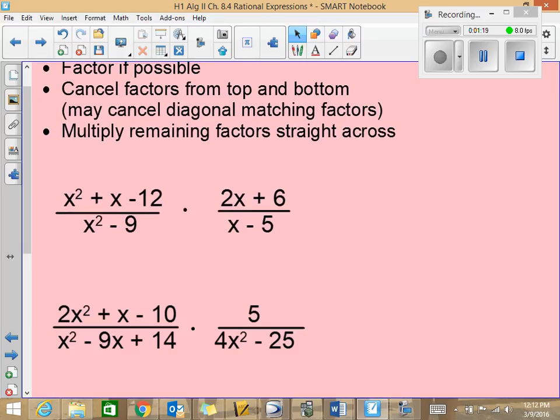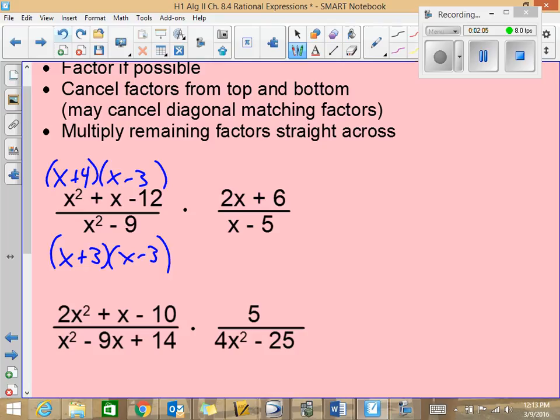So if we look at this first one, how can we factor x squared plus x minus 12? What do we do? Remember, you can't cancel out like that. Anytime you've got plus or minus, you have to factor. So multiplies to negative 12, adds to 1, would be what? Positive 4, negative 3. And then x squared minus 9 is difference of squares, right? So it would be x plus 3 and x minus 3.